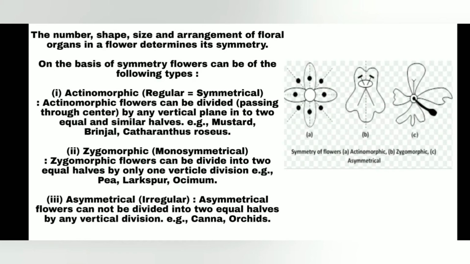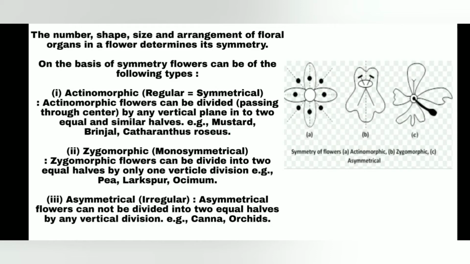The number, shape, size and arrangement of floral organs in a flower determine its symmetry. On the basis of symmetry, flowers can be of the following types. Number 1. Actinomorphic. An actinomorphic flower can be divided by any vertical plane into two equal and similar halves. Example, mustard.